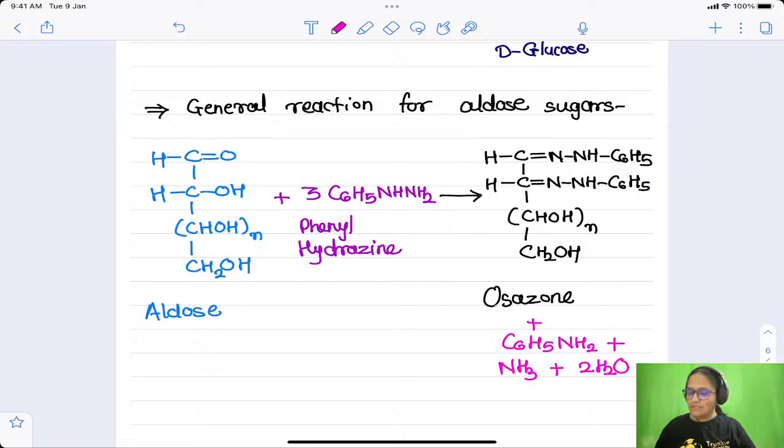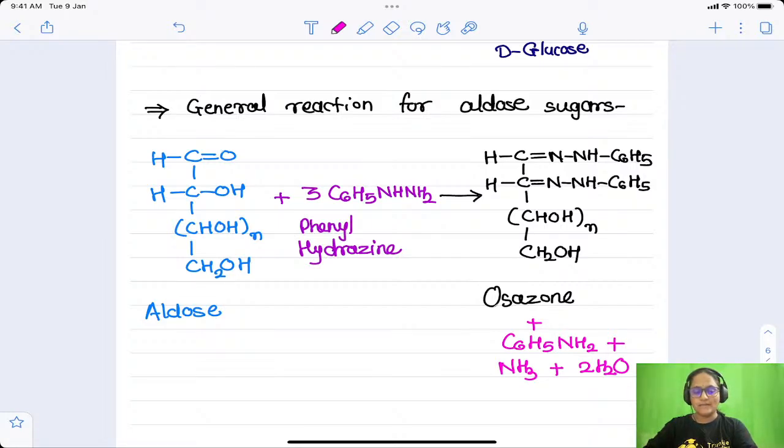So this is the general reaction for all types of aldose sugar, no matter how many carbon atoms are present in it. I hope it is clear to you. So today we are going to stop here for this particular chapter. In tomorrow's class, we are going to discuss the next concept from the same chapter. That's all for today from my side.